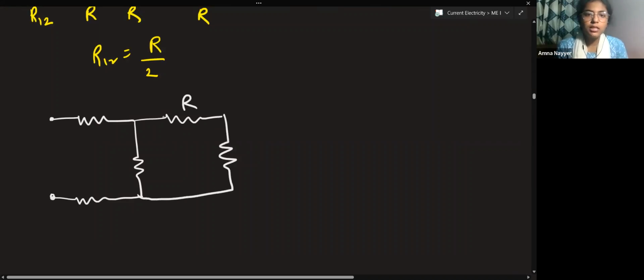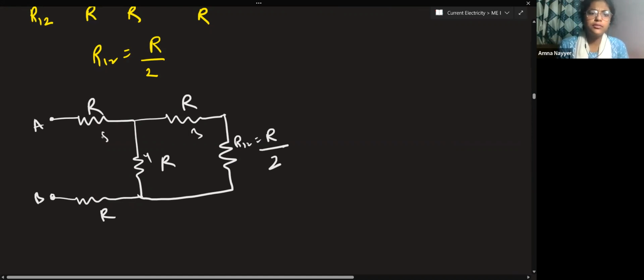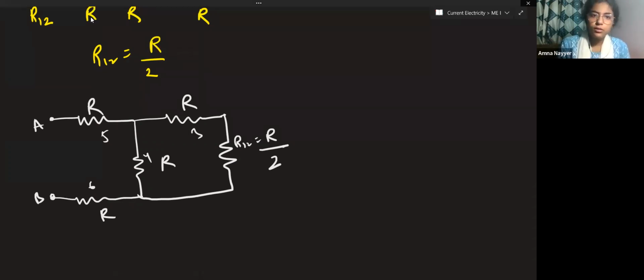So these are R, A point, B point. This is not R. This is R12 now, which is R by 2. It's R by 2. Fine. So this was the third resistor, fourth resistor, fifth resistor, sixth resistor. So a little circuit has been reduced.